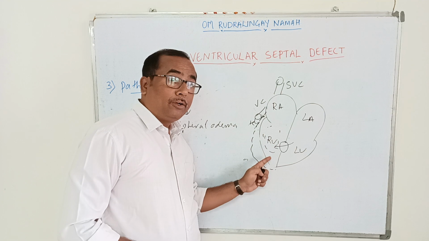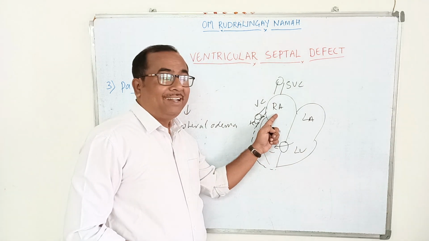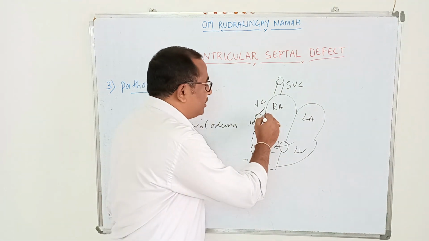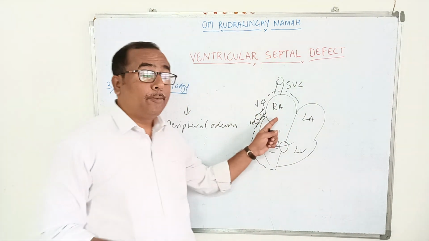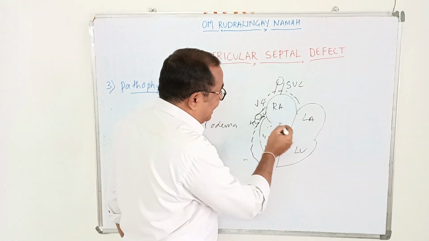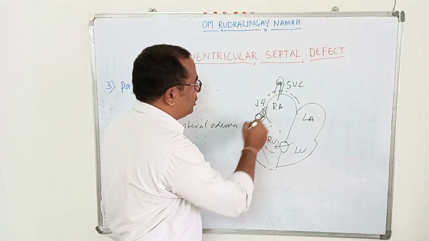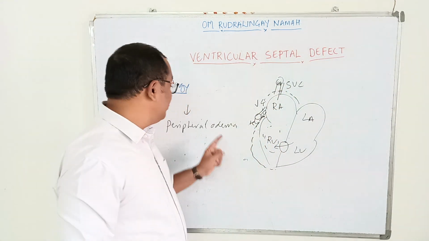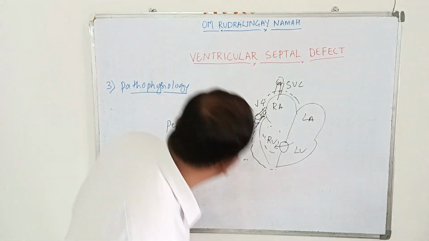And next, what happens here? The right atrium is unable to empty the blood completely into the right ventricle, and the pressure and volume in the right atrium also increases. So this will show right atrial enlargement. There is right atrial hypertrophy and hyperplasia, and because of increased volume of blood in the right atrium, there is a backflow of blood from the right atrium to the superior vena cava and inferior vena cava, and this will give rise to peripheral edema. So this is one pathophysiology.